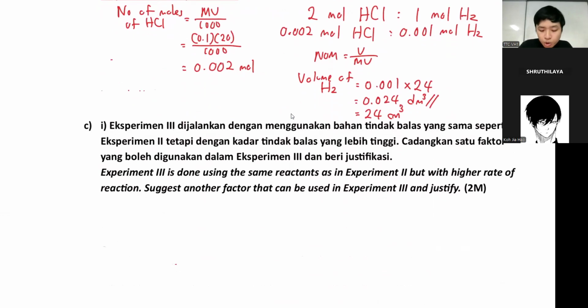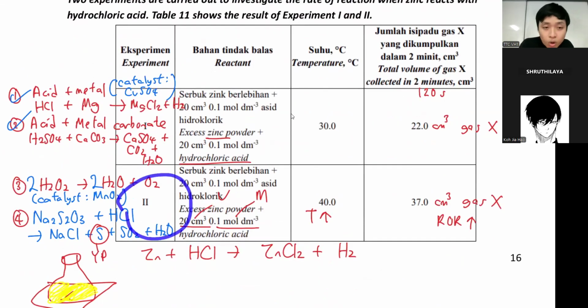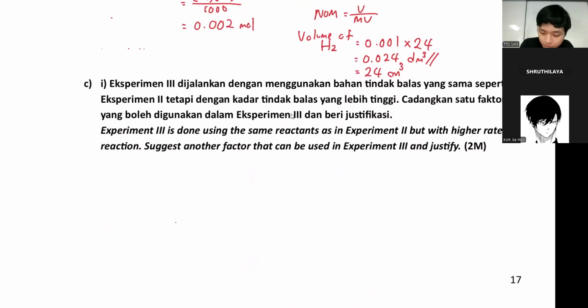Experiment 3 is still using the same as in 2, but with higher rate of reaction. As you know, the result 2 is already higher than 1 because of the higher temperature. Then they said 3 will be higher. But they ask to suggest another factor that can be used in the experiment and justify. What do you think you can change? I mean, other than temperature.